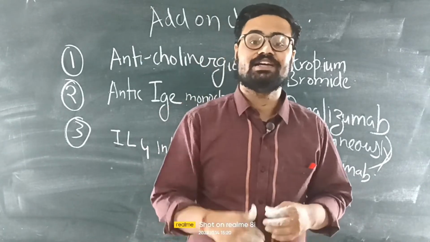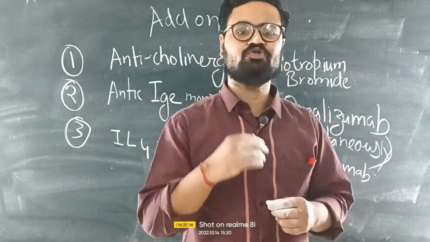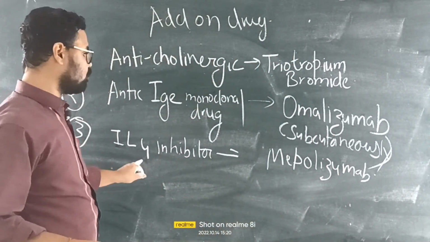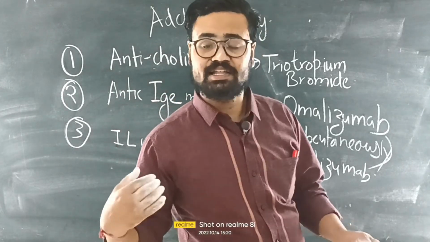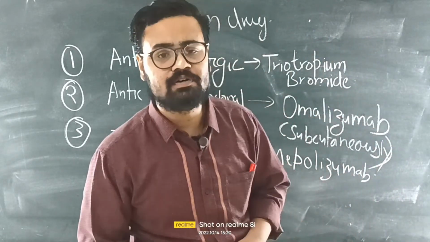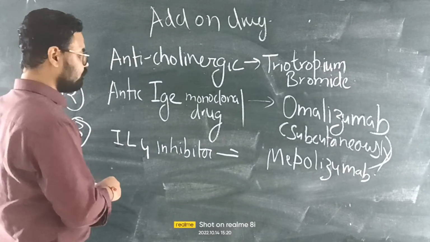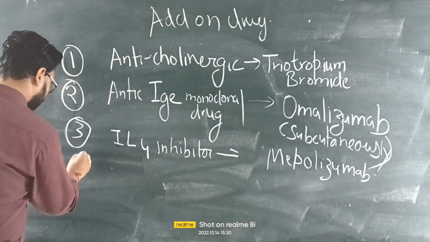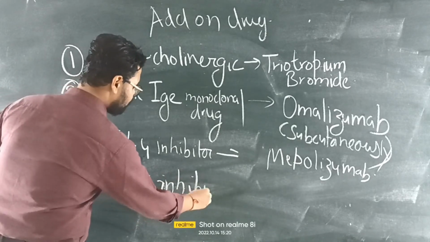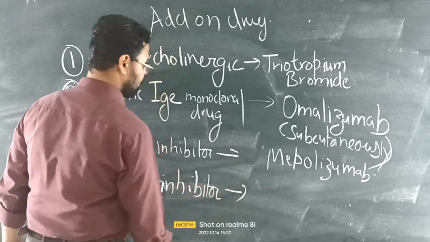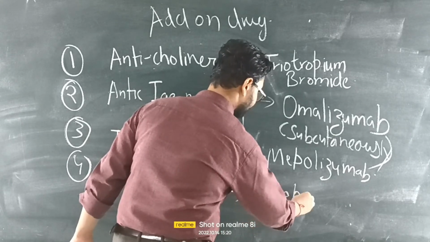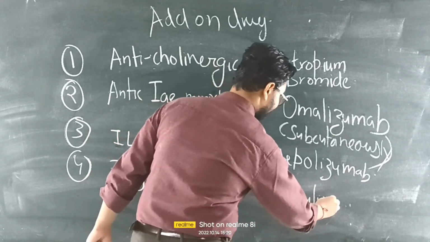Interleukin 4 is stimulating the plasma cells just to produce immunoglobulin E. So if we block interleukin 4, then we will not produce IgE, and if the IgE is not produced, it will block the mast cell and IgE complex, and histamine will not be released. So therefore the drug of choice is mepolizumab. And last but not the least, interleukin 5 inhibitor, which will inhibit the eosinophil count, and the drug will be dapulizumab.